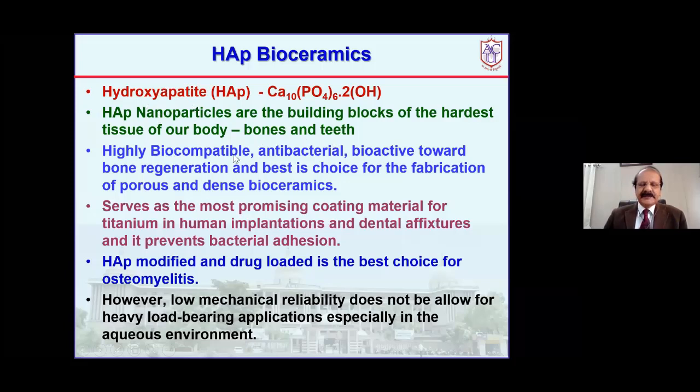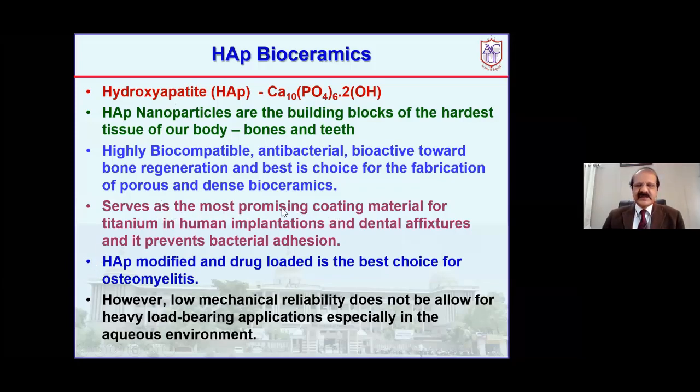Hydroxyapatite is highly biocompatible, antibacterial, bioactive toward bone regeneration, and it is the best choice for the fabrication of porous and dense bioceramics. The work on hydroxyapatite began somewhere in the late 1980s, and it peaked during the mid-1990s. Till today, a lot of groups worldwide are working on the processing of hydroxyapatite bioceramic, not just as pure hydroxyapatite, but doped and also modified with so many components, maybe biological or organic components, to make it more application oriented.